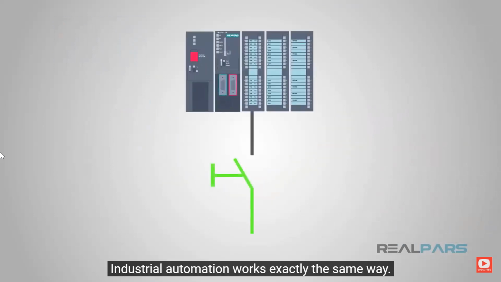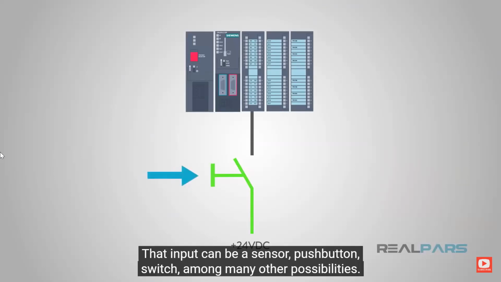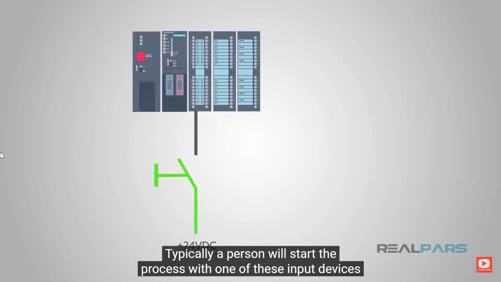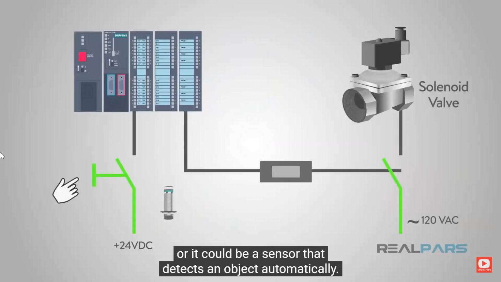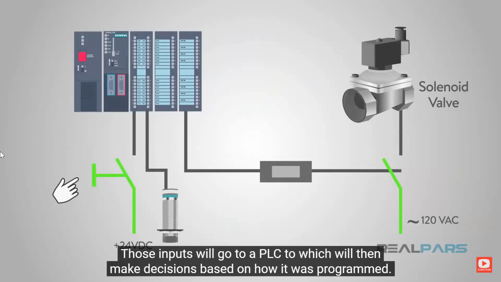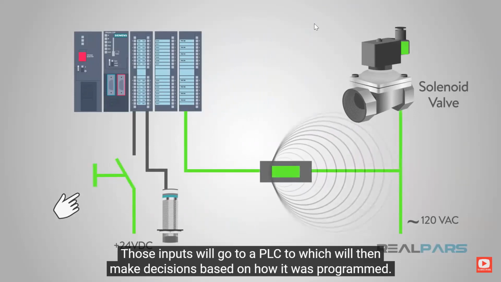Industrial automation works exactly the same way. Each industrial process needs to be started by some sort of input. That input can be a sensor, push button, switch, among many other possibilities. Typically, a person will start the process with one of these input devices, or it could be a sensor that detects an object automatically. Those inputs will go to a PLC, which will then make decisions based on how it was programmed.